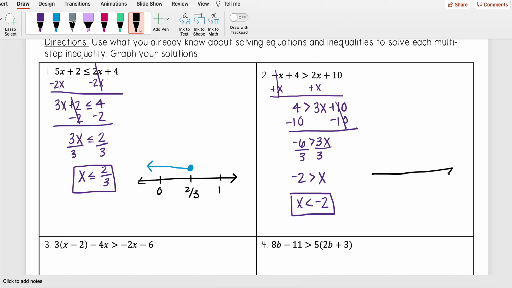And now to graph that, go ahead and do my 2 or 3 tick marks. Here I have a strictly less than, so I'm going to have an open circle, and then I want everything less than it, so I want to draw my arrow to the left.